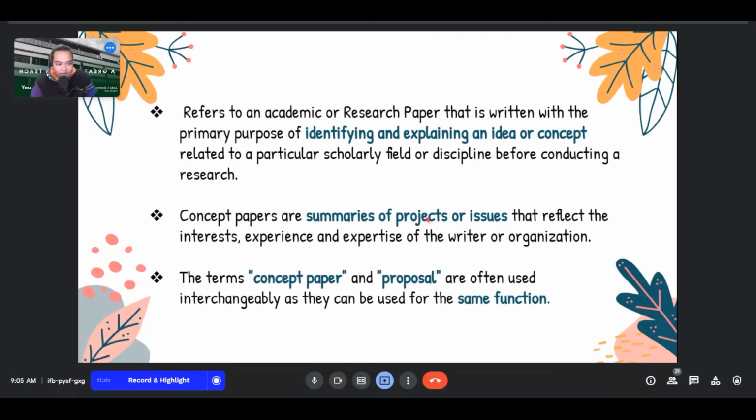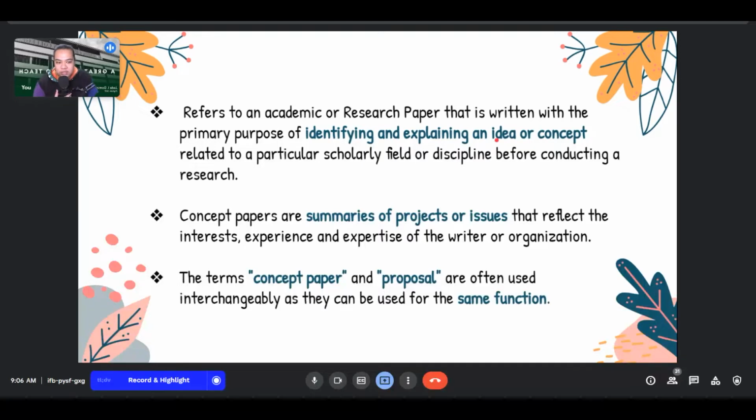Okay, so a concept paper. The definition of a concept paper is that it refers to an academic or research paper that is written with the primary purpose of identifying and explaining an idea or concept related to a particular scholarly field or discipline, therefore conducting a research. So, a concept paper is a shorter type of research paper. It is still under academic writing, wherein we are identifying and explaining an idea or concept.